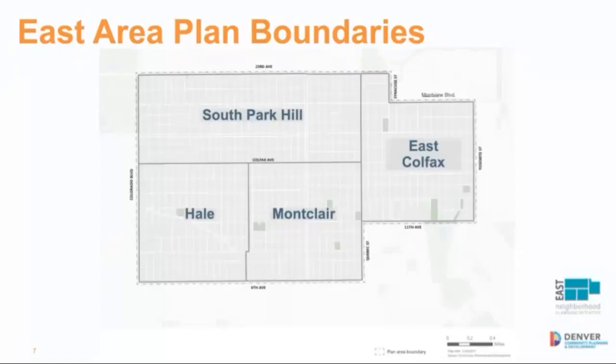So here, I just want to give a reminder, since it's been a while, that the map and the boundaries that you see here of where we're focused on is the East Area Plan. So in the center is Colfax Avenue, and these are the 4 neighborhoods that border East Colfax on the north and south sides between Colorado Boulevard and Yosemite Street.